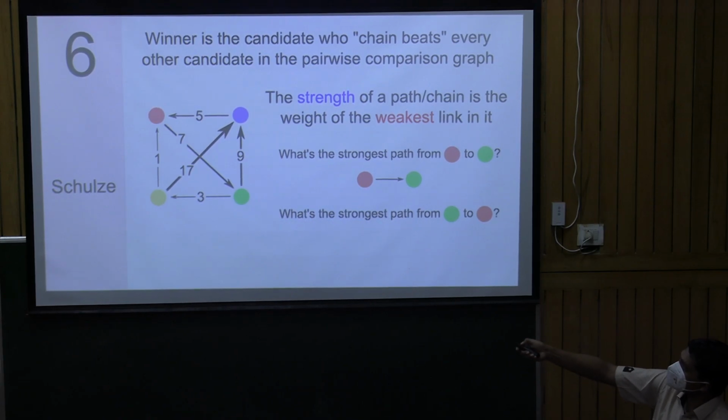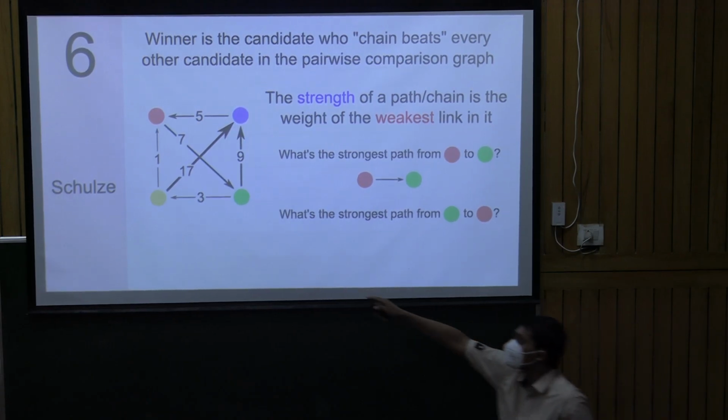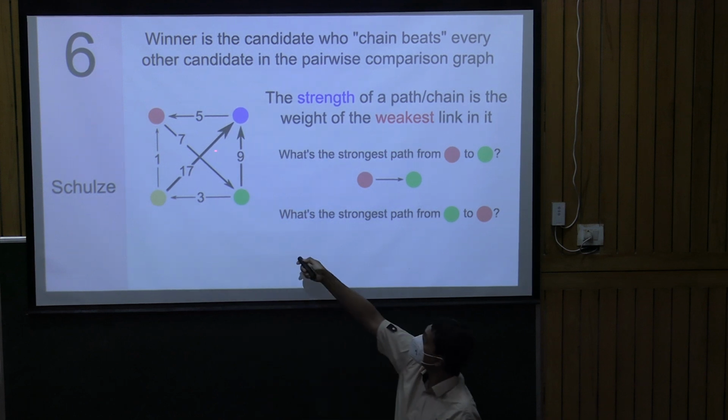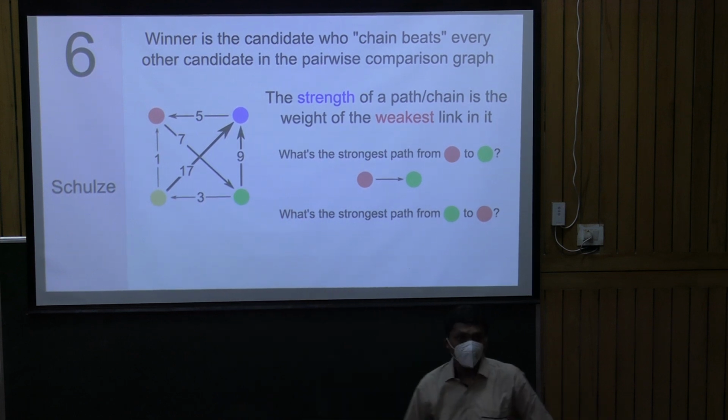There's another path, but the strength is the same, right? Because it's going through the same edge, so the strength is still... Sorry, actually the strength is 3. So it's actually weaker than this path. My bad, right? Okay.